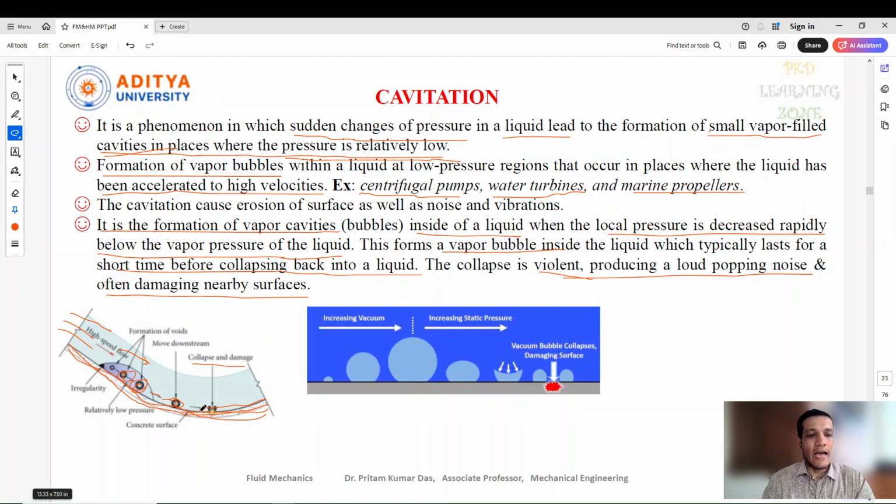So these things happen due to the difference of pressure. Here we have high pressure, and at this zone we have a different, low pressure. So there is a pressure difference in these two regions, and due to the pressure difference, there are bubble formations.